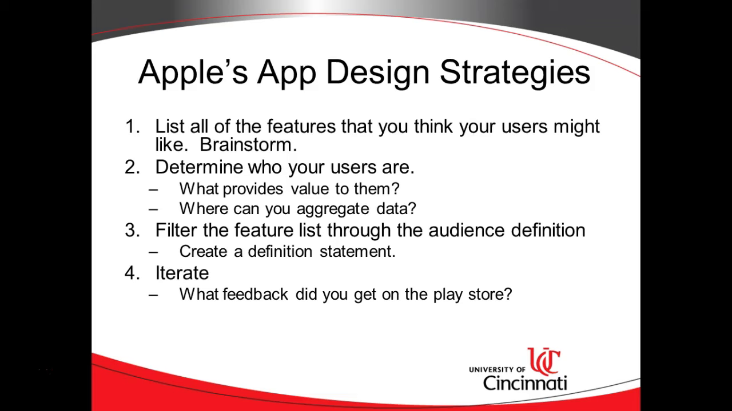Now, the second step and a very important step is determine who your users are. So what provides value to them and where can you aggregate data? So are your users consumers? Are they administrators? Are they maybe a company, a corporate enterprise, something like that? Who are your users? Now, part 3, and don't overlook this because frankly, I think this is the most important of all 3 parts. Filter the feature list through the audience definition. So determine, okay, of my users, which of these features are they going to use?